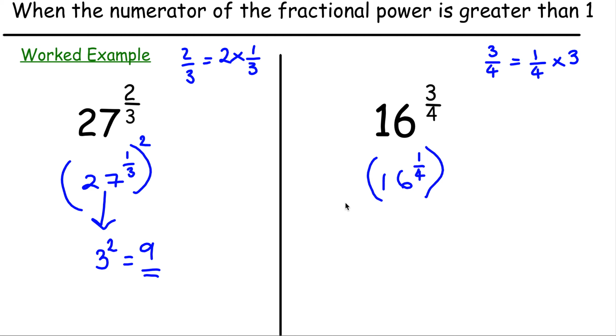So we can use the skills that we've learned on the previous slide. Now I'm going to leave that 3 on the outside. 16 to the power of a quarter means what number multiplied by itself 4 times gives me 16? Well, that answer is 2. Now I can bring down the 3. So 2 to the power of 3 is actually 8. And that's my final answer.